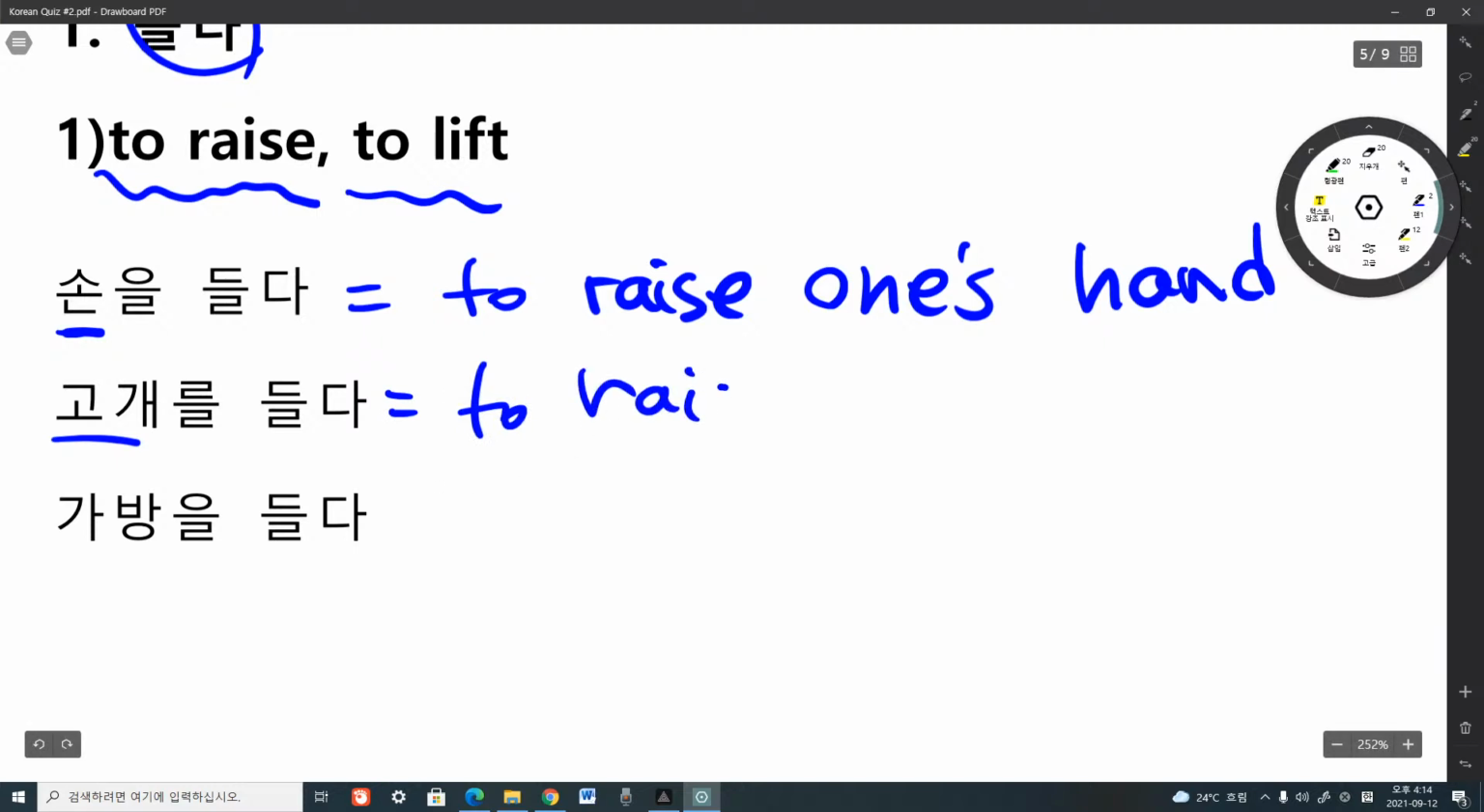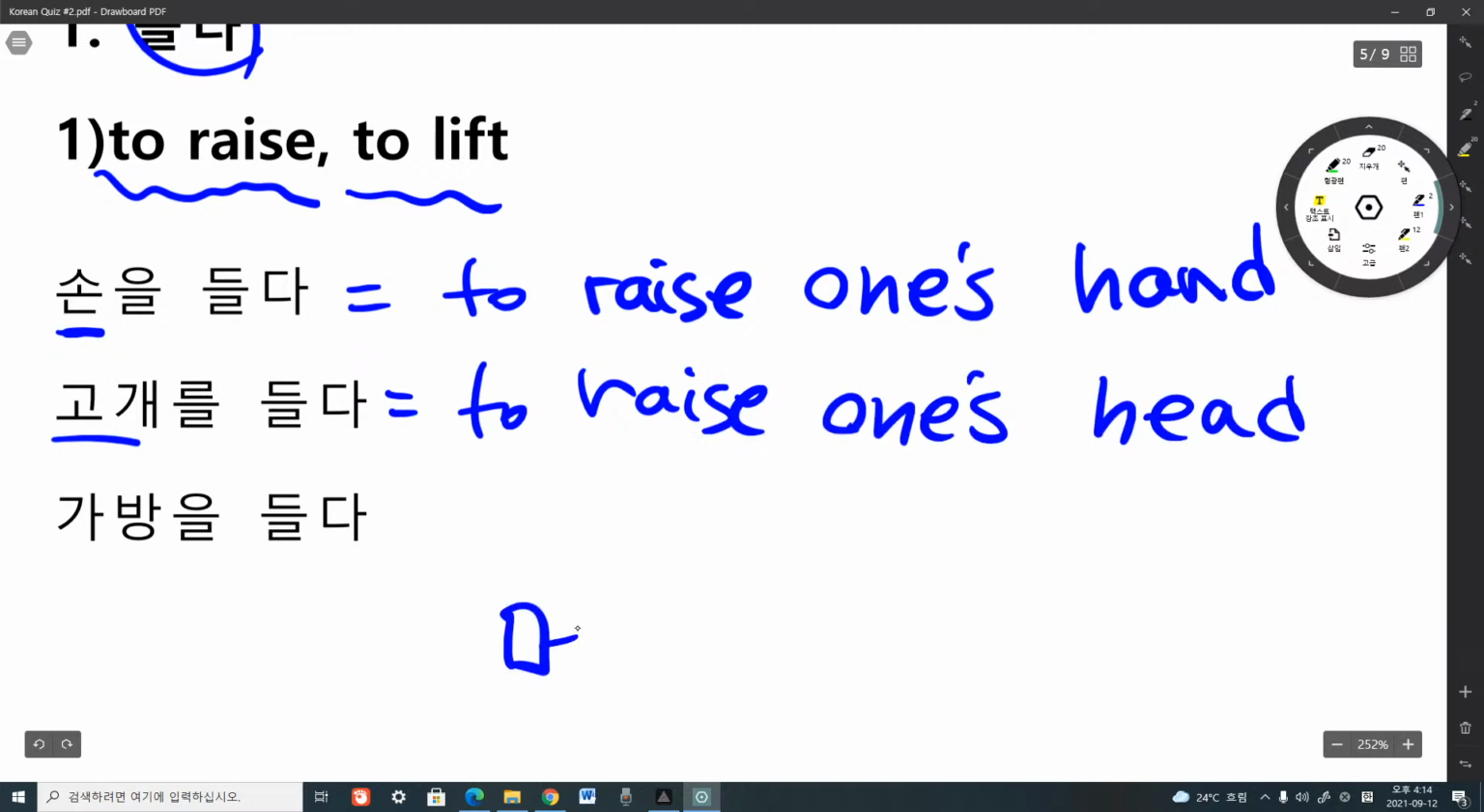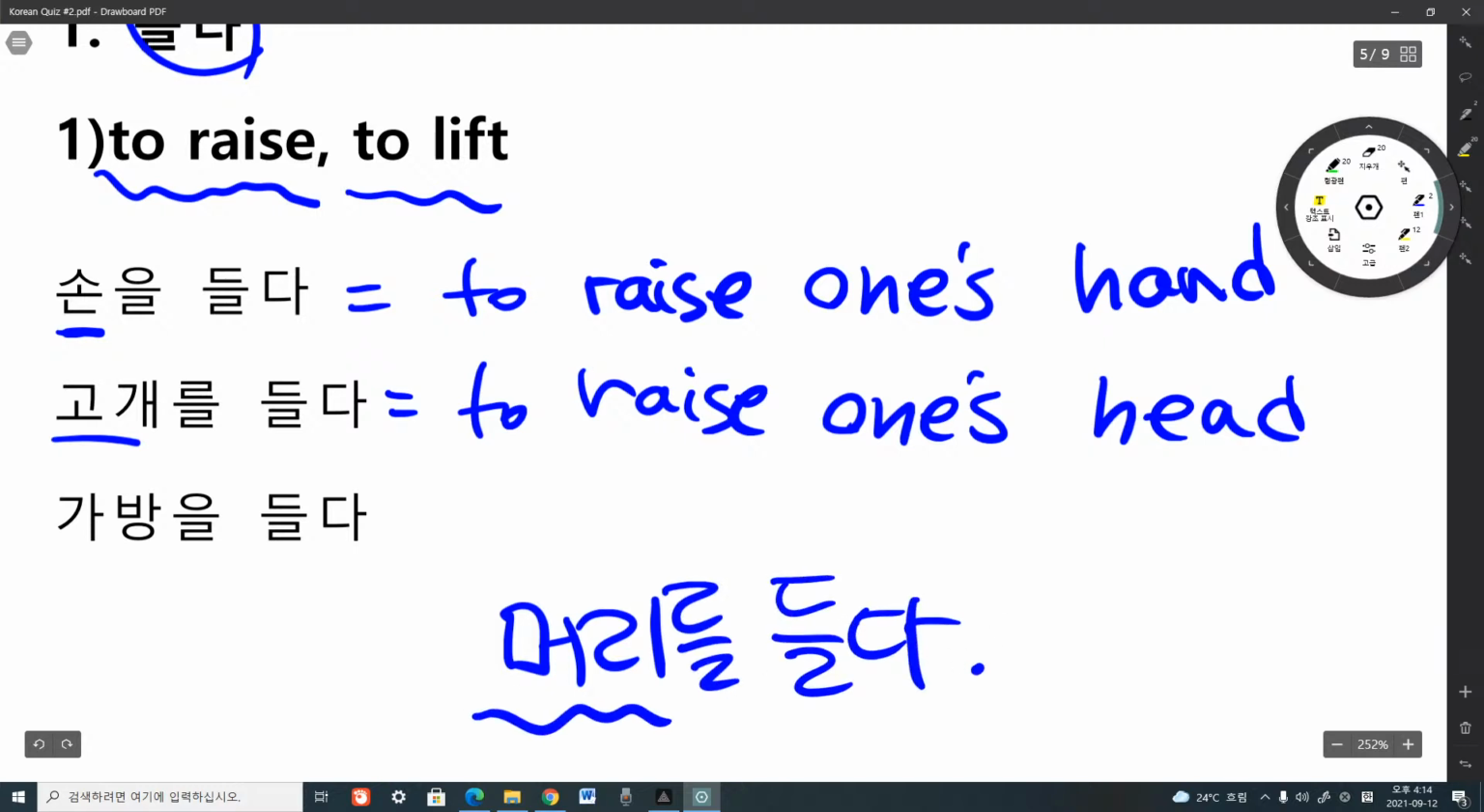To raise one's head. And here some of you might be wondering, can we say 머리를 들다? 머리를 들다? 근데요, when we're talking about head, so in English you say head, but 고개 is not the actual head. 근데 고개가 정확히 무슨 뜻이지? 고개를 들다. 잠깐만요. Let me look it up. 잠깐만요, 여러분. What 고개 exactly means. 고개. So 고개 doesn't mean head literally.